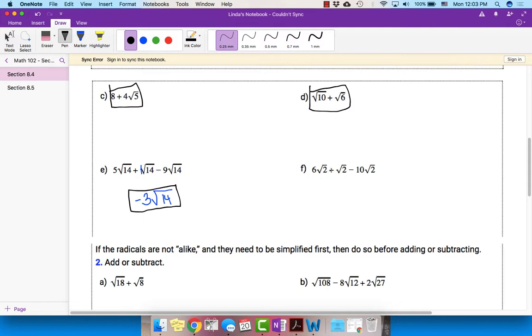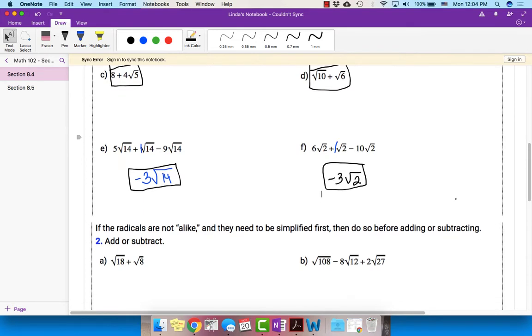And in this situation right here, it's a similar manner. It will be 6 plus 1, putting a 1 here, square root of 2 minus 10. The result is going to be 6 plus 1 is 7, minus 10 is negative 3 radical 2. All right, so those are some examples of adding and subtracting radicals.